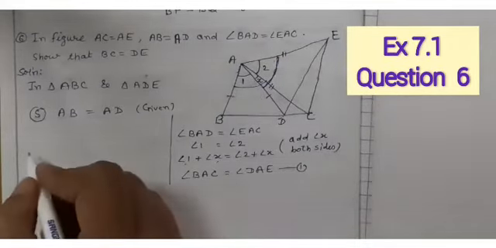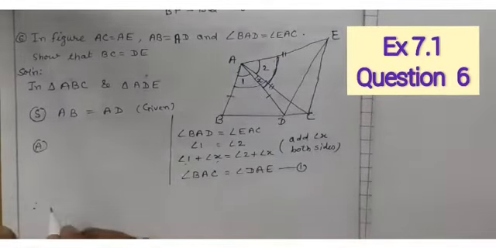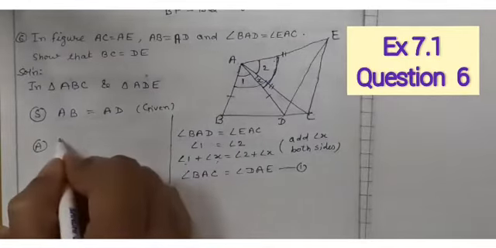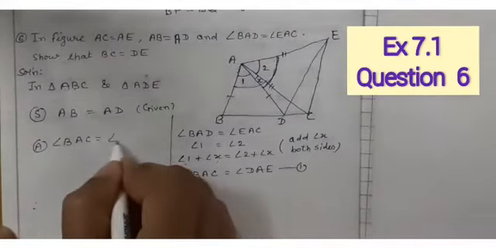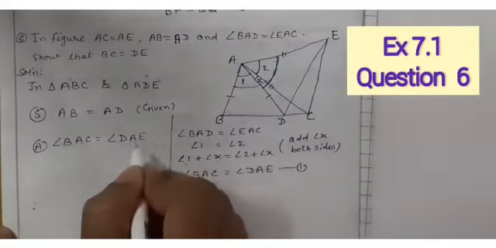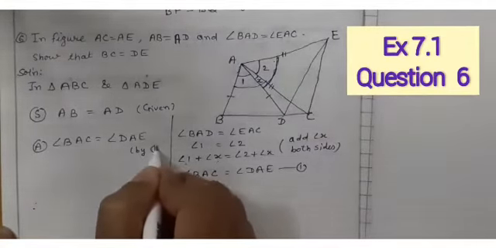Same result I am writing here. This is angle BAC is equal to angle DAE. This is a very important one. And what is the reason? By 1.